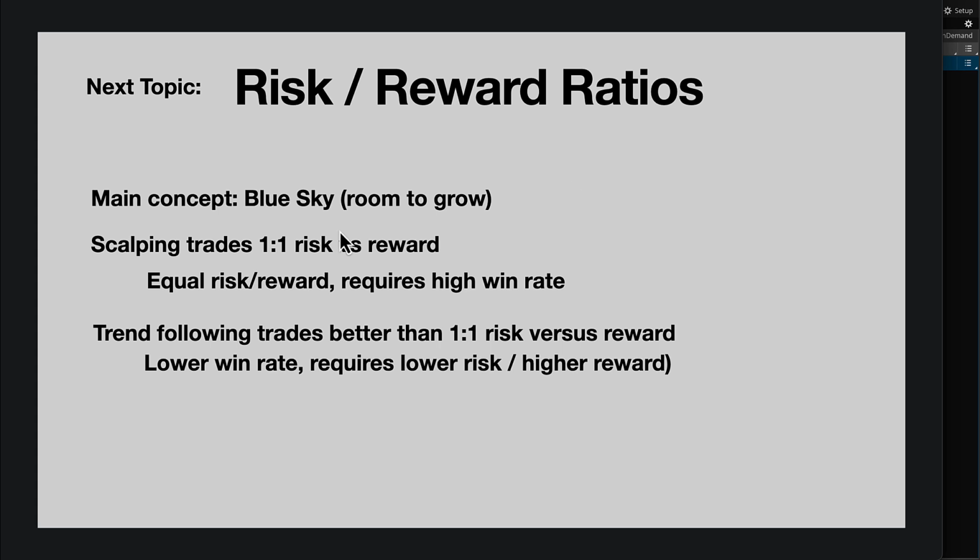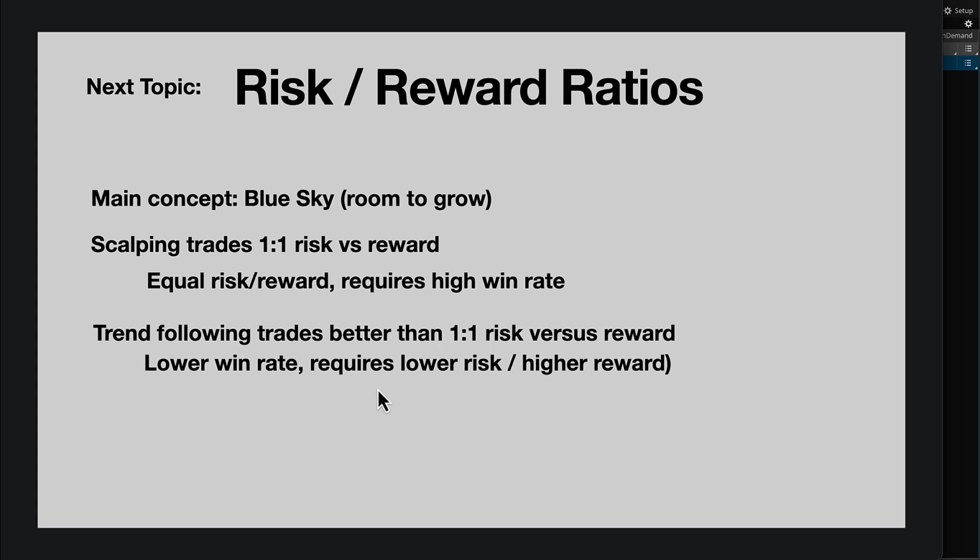The main concept that I want you to understand from this is we're looking for blue sky. Blue sky means room to grow. I'm going to show you what that looks like on the chart. For scalping trades, generally you want to look at a 1-to-1 risk-reward ratio. So you risk a tick to make a tick, or you risk 5 to make 5. Scalping trades are intended to be a high win rate, and so you're able to use an equal amount of risk and reward.